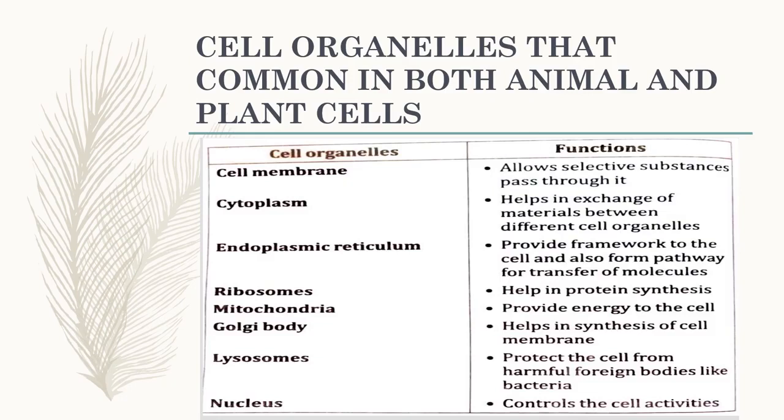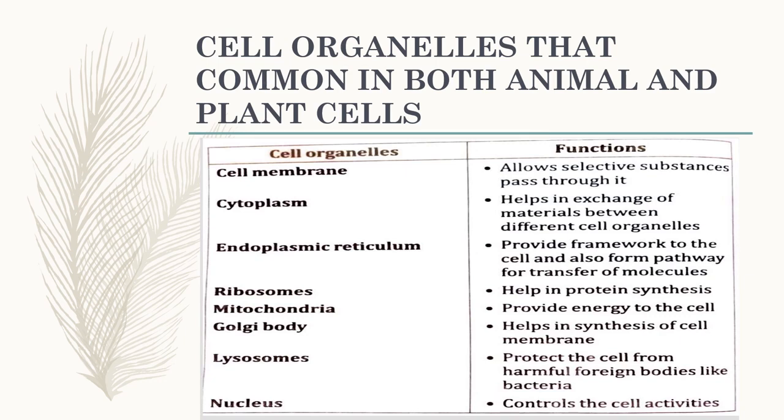Now let us focus on their functions. Cell membrane, it allows selective substances to pass through it. Cytoplasm helps in exchange of materials between different cell organelles. Endoplasmic reticulum provides framework to the cell and also forms pathway for the transfer of molecules. Ribosomes help in protein synthesis.